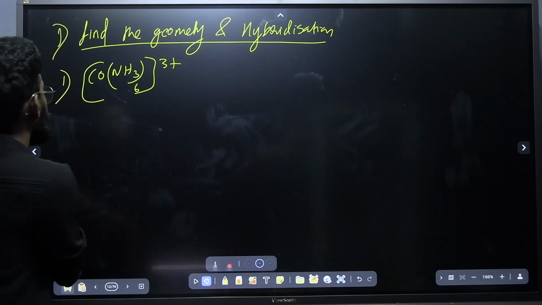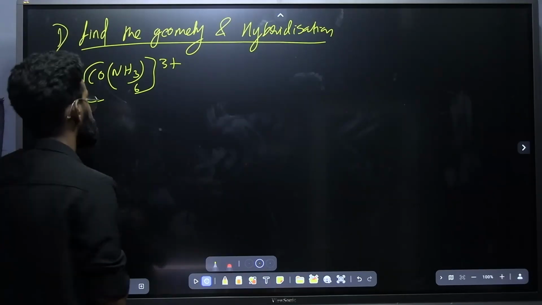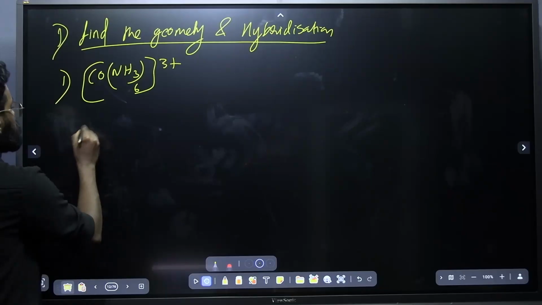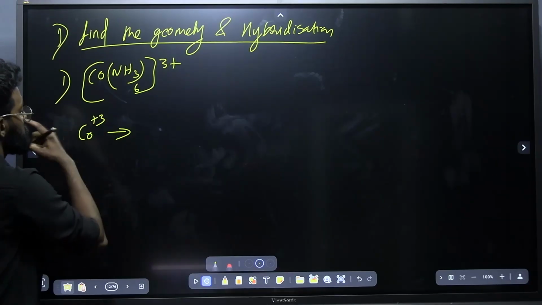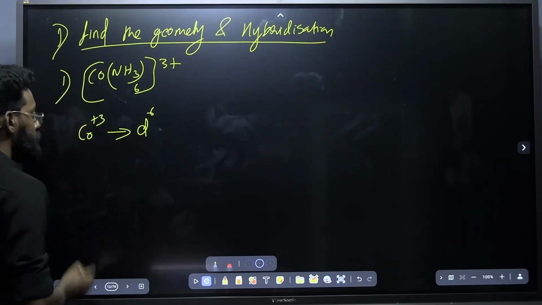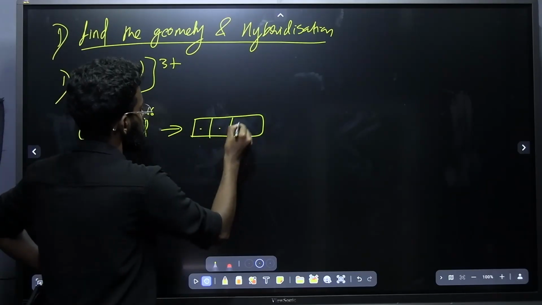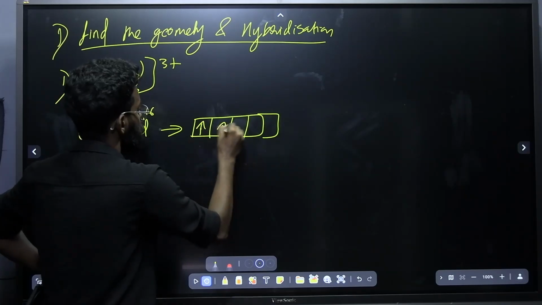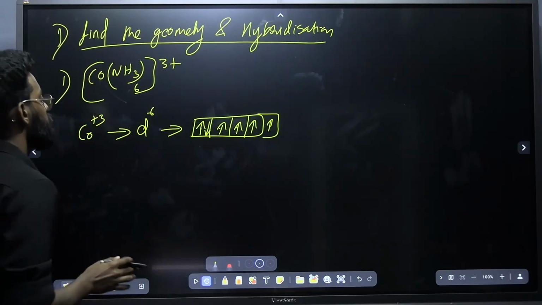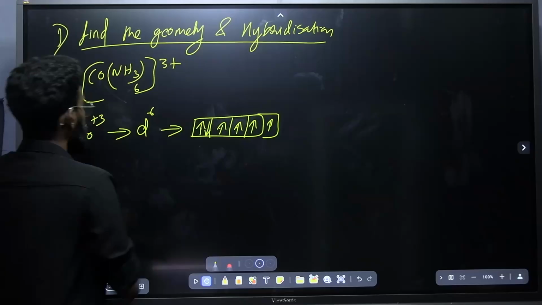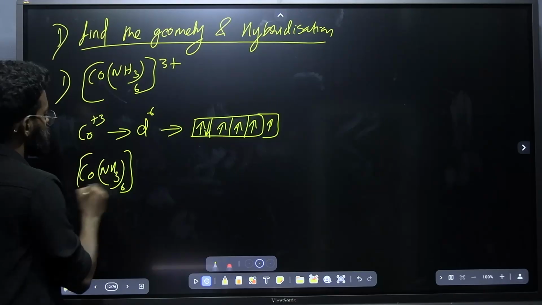First, I will give an example of how we can find out the geometry. For finding geometry, we should find out the hybridization first. For finding the hybridization, you should know what is the oxidation state of cobalt here. Here the cobalt is existing in +3 oxidation state. It is a d6 complex, and in the absence of ligand the d electrons will be placed according to Hund's rule. Now in the presence of ligand, that is [Co(NH3)6]3+.